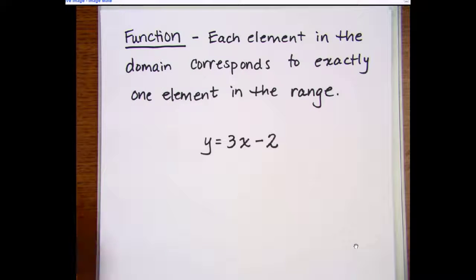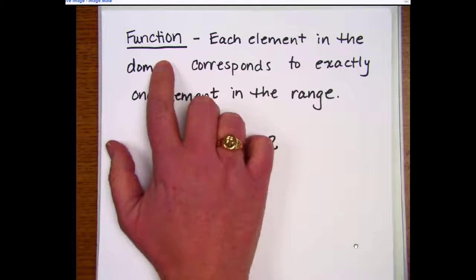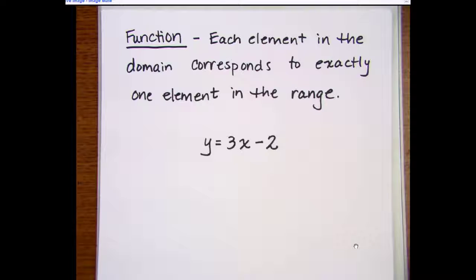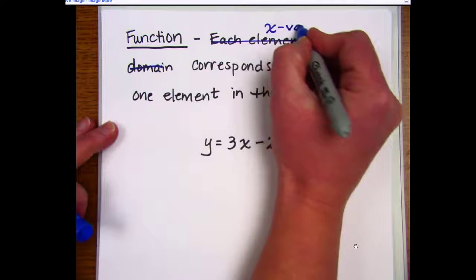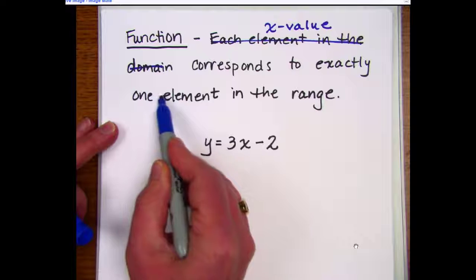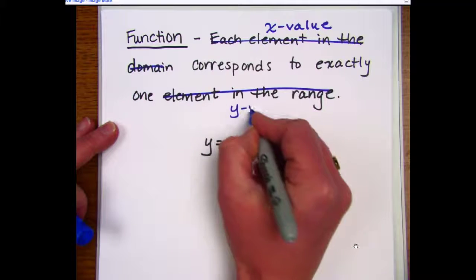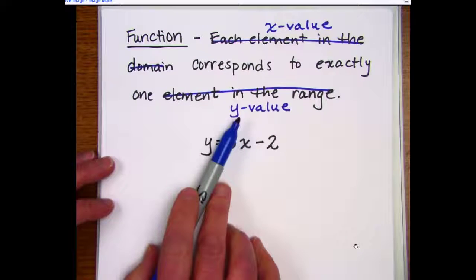In our last video, we talked about functions and how to determine if something is a function or not using the vertical line test. And just as a reminder, what is a function? Well, a function is technically defined as each element in the domain corresponds to exactly one element in the range. And now we can simplify that further. We know that an element in the domain is just an x value, corresponds to exactly one element in the range. All right, so an element in the range could be a y value. And this is just a fancy way of saying for each x there's only one y.